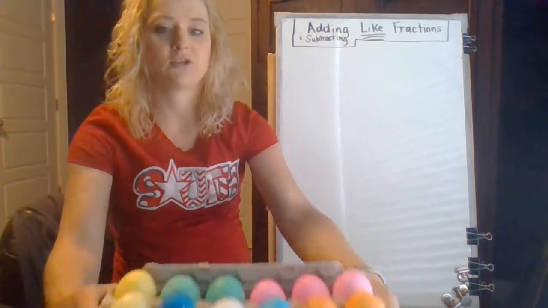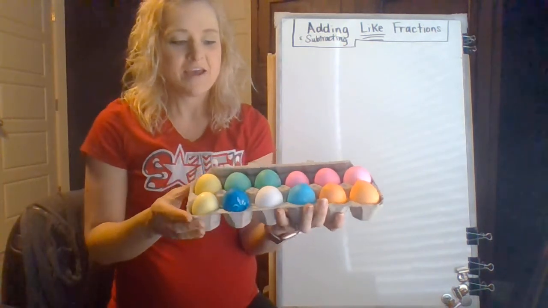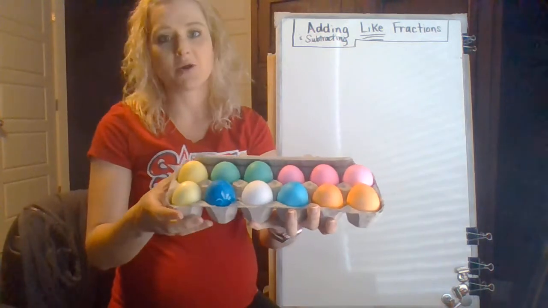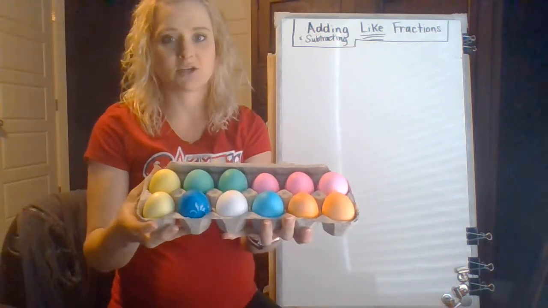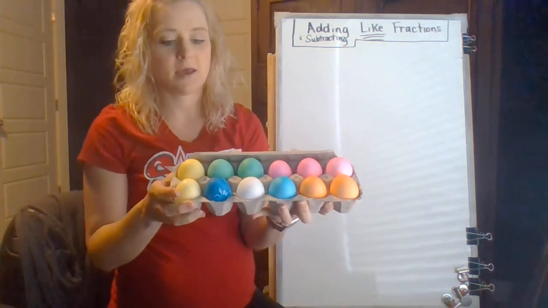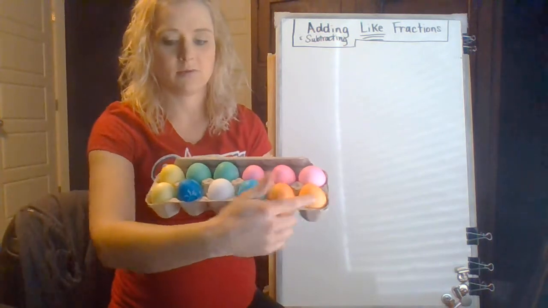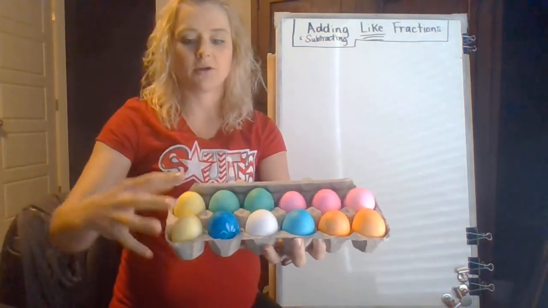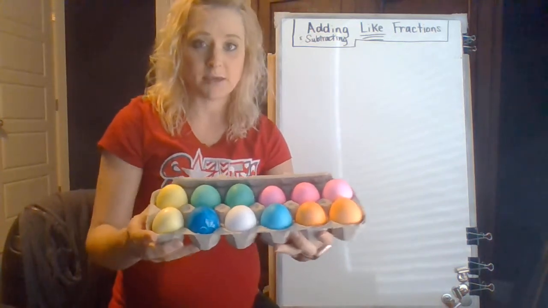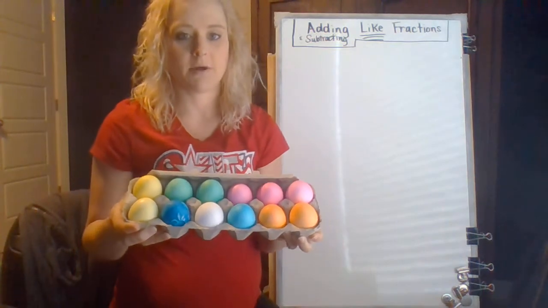And I actually took out my kids' Easter eggs that they painted over the weekend and thought, well, this will be a great way to model adding like fractions in real life. Because if this is my whole carton, how many equal pieces is my carton divided into? Since this is an average carton, there's 2, 4, 6, 8, 10, 12. 12 individual pieces, 12 individual eggs. And some of them are colored differently, right?